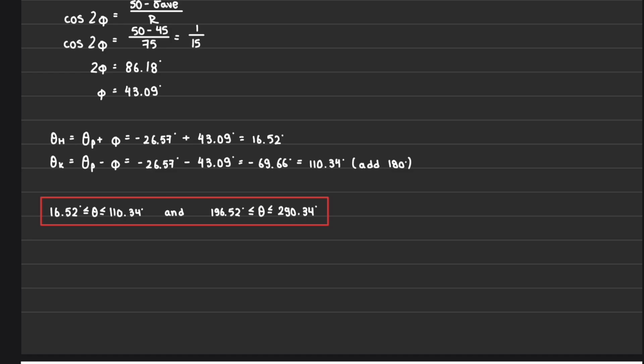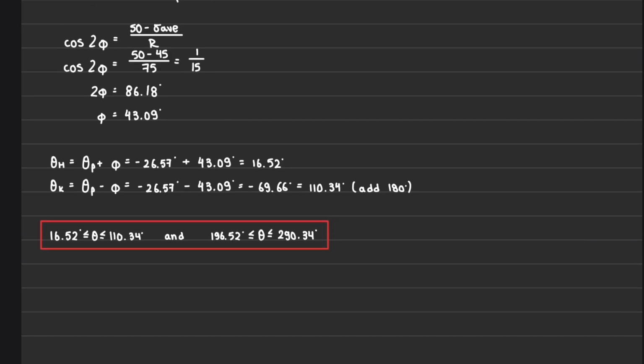Because the stress wave is perfectly symmetric, the normal stress will hit exactly 50 megapascal at an equal angular distance to the right and to the left of our peak principal plane. So we combine our angles to find the exact boundaries. For our first boundary, theta h, we have our principal angle plus the phi that we just found, and that gives us 16.52 degrees.